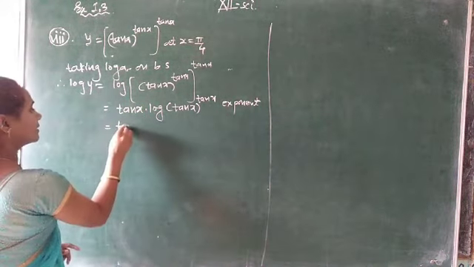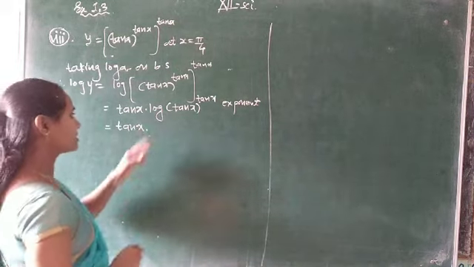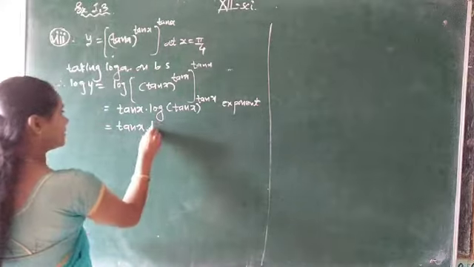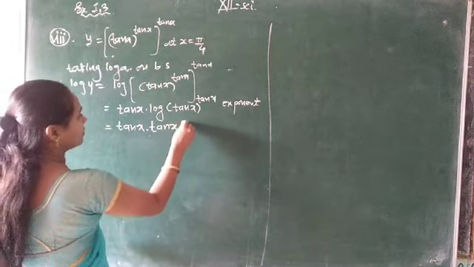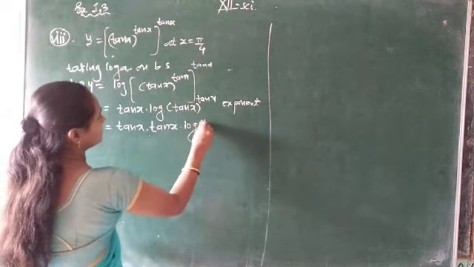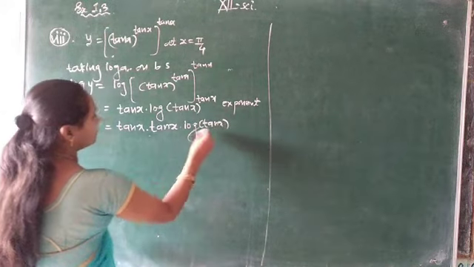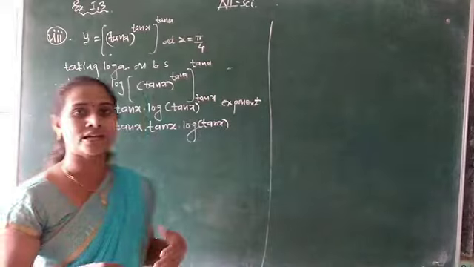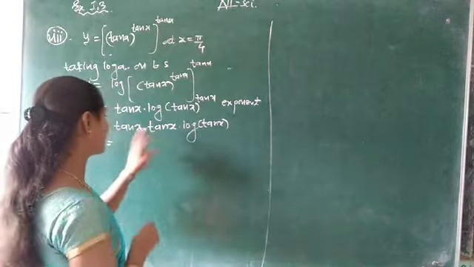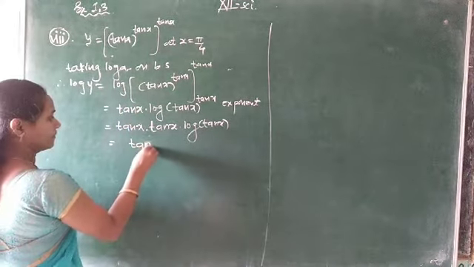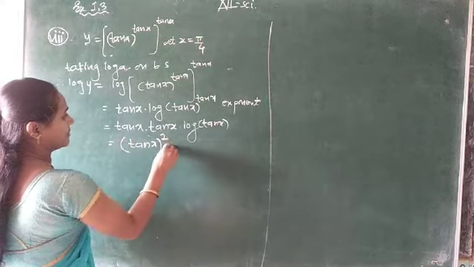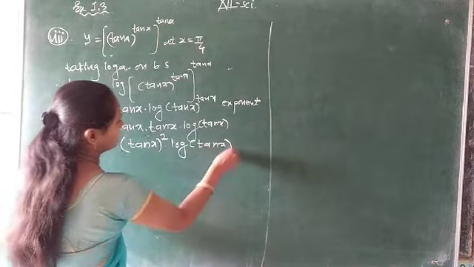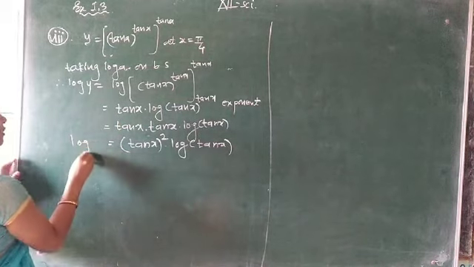Again look at here, tan x we write as it is, and now log of tan x raised to tan x is again in the form of log m raised to n. So again write tan x into log of tan x. Now look at here, tan x into tan x. If x into x, then we write x square. So here tan x into tan x means we write (tan x) whole bracket square into log of tan x, which is equal to log y.